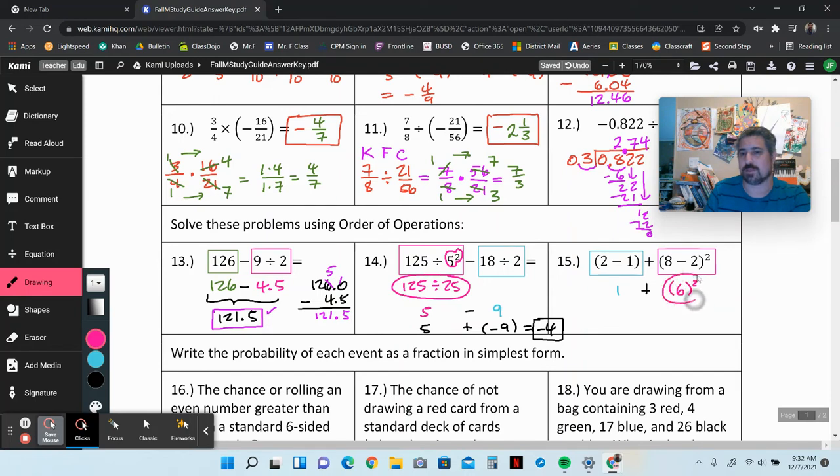We're going to keep working on this one because there's more to do. And then 6 to the second power means 6 times itself, which is 6 times 6, which is 36. So it means you're going to have the answer of 1 and then plus 36. And 1 plus 36 is, of course, as you guys know, 37. So the correct answer here is going to be positive 37. And that is the answer to that order of operations problem.